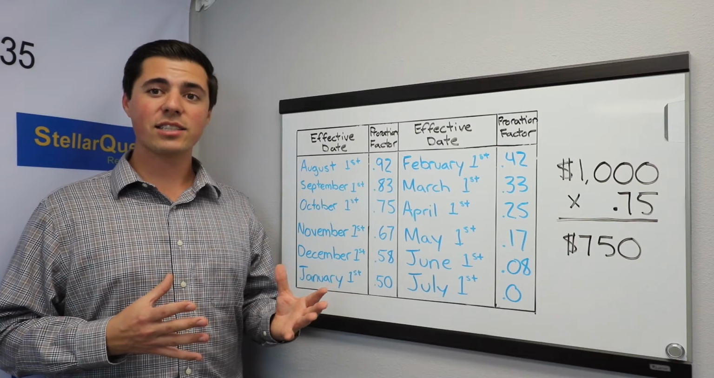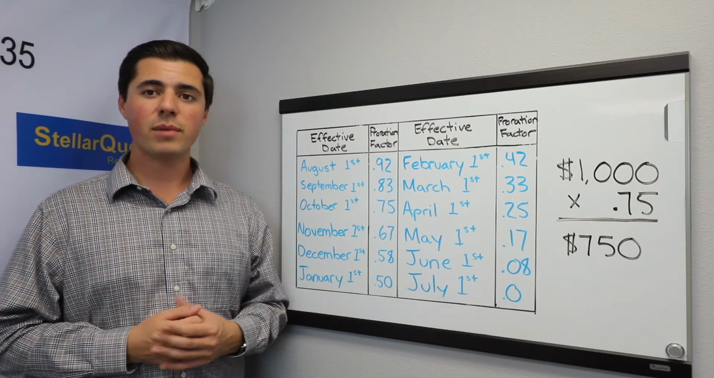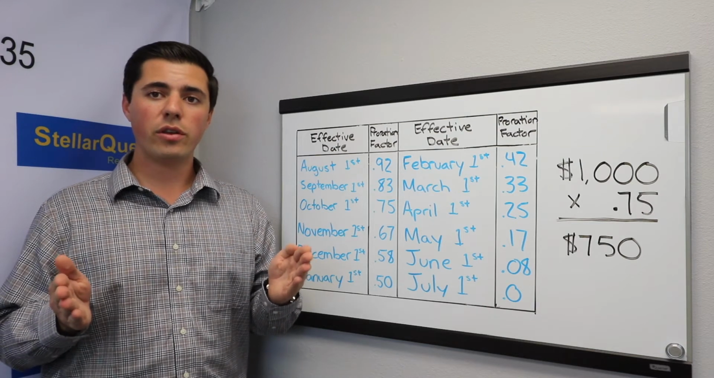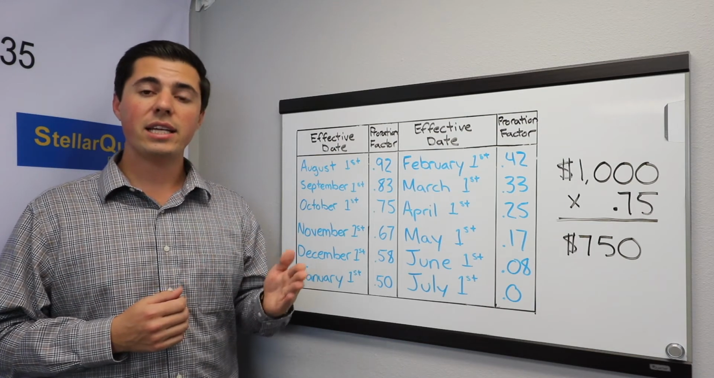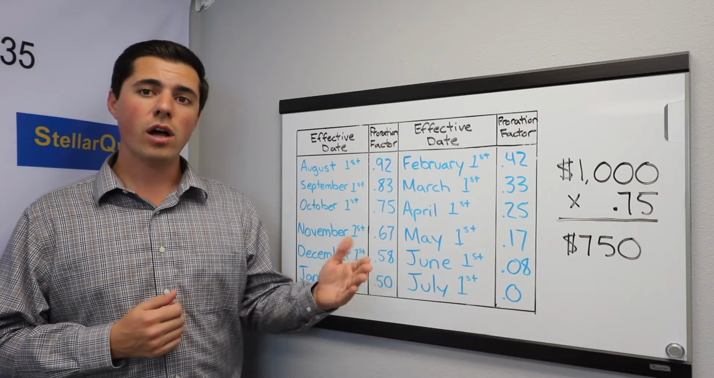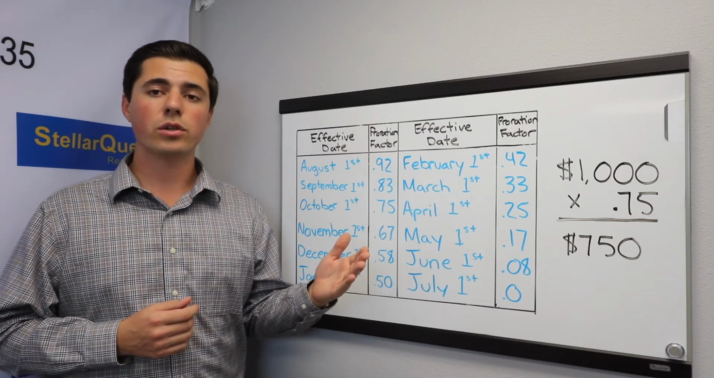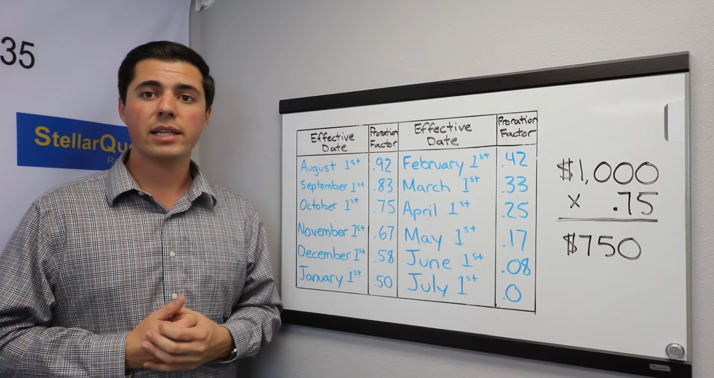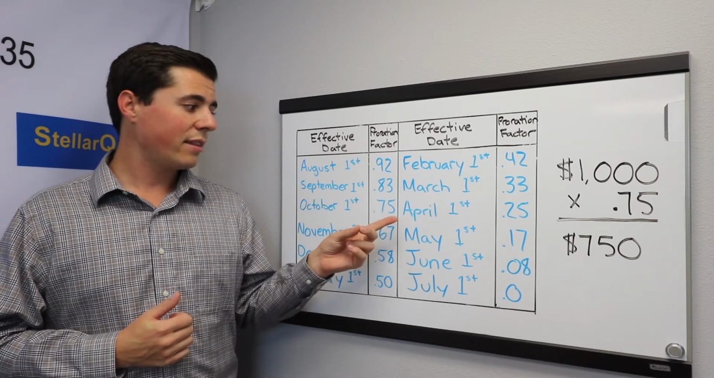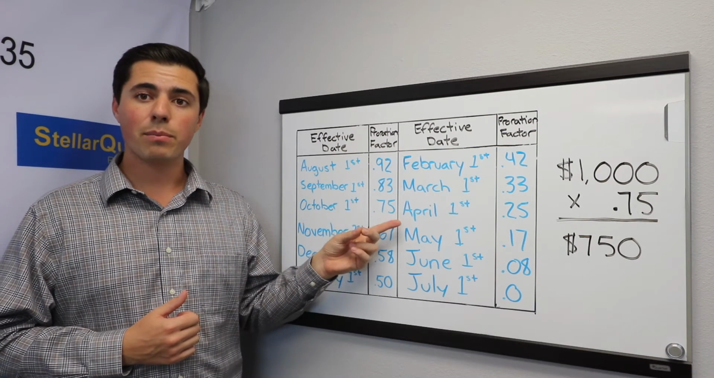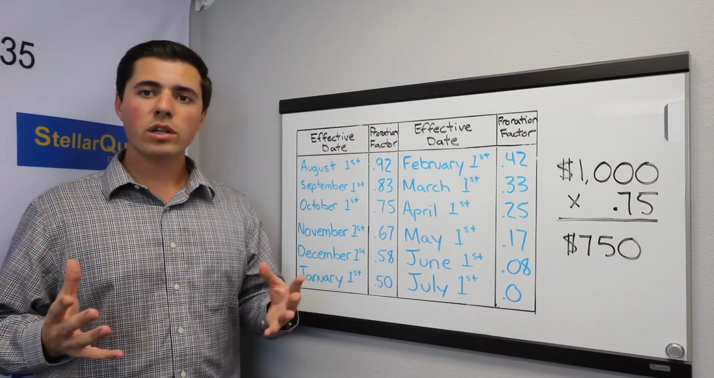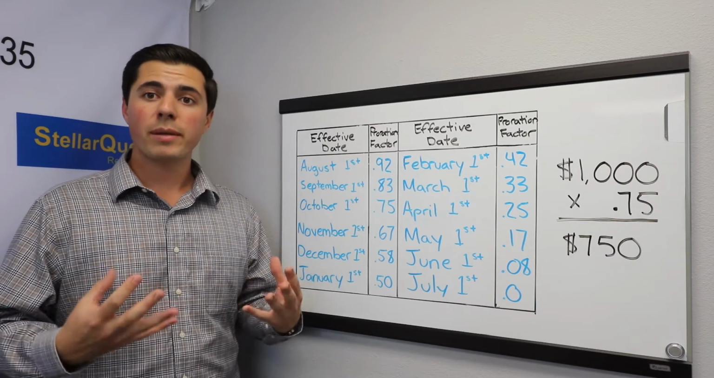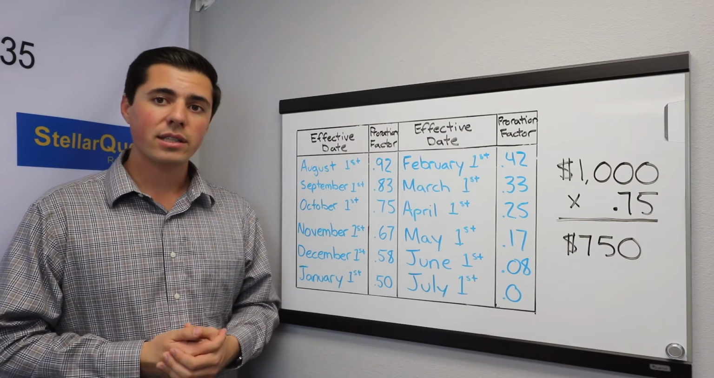Supplemental property taxes are prorated based on the number of months between the effective date and the end of the tax year, which is June 30th. The effective date is the first day of the month following the month in which the change of ownership took place. That means if the change of ownership took place on March 21st, then the effective date would be April 1st. Now we're going to run through a real quick example to show you how supplemental property tax bills are calculated.